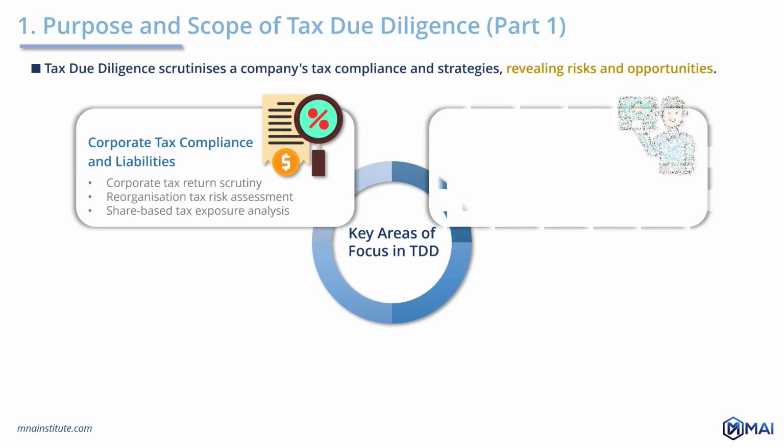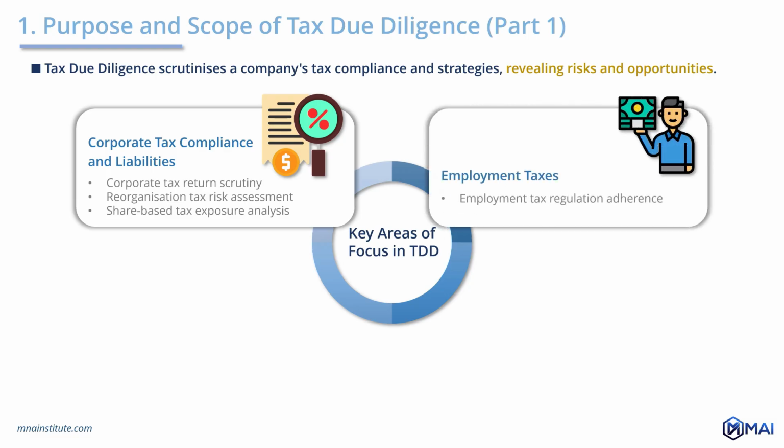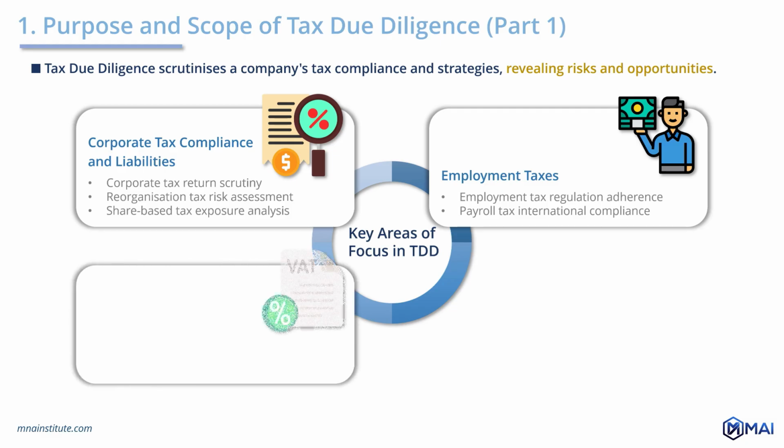Employment taxes. Examine the target company's compliance with employment tax regulations. Investigate adherence to payroll tax requirements, ensuring compliance with local or international taxation laws in various jurisdictions. Value-added tax, VAT. Verify VAT or equivalent sales tax compliance through transaction reviews and exemption assessments. Evaluate the target's application of VAT schemes and options to mitigate risks of tax assessments.